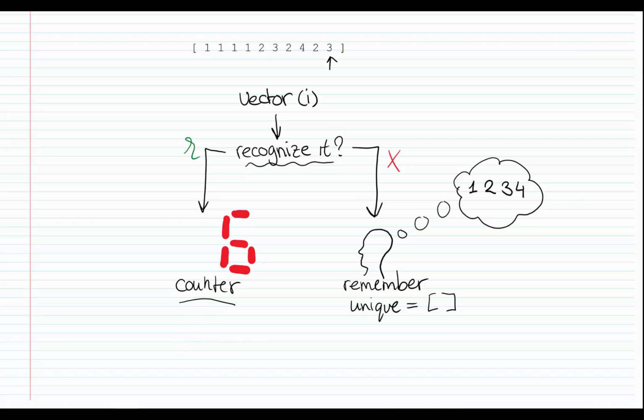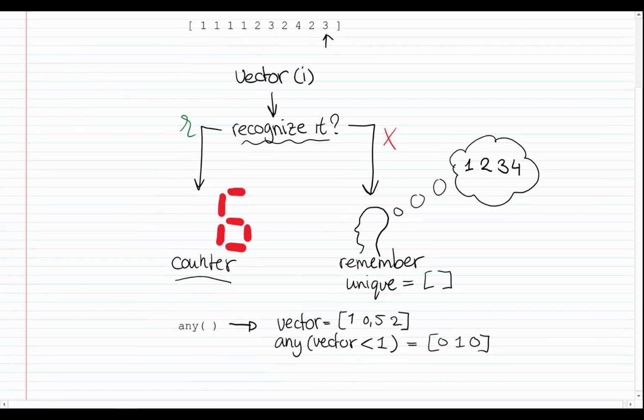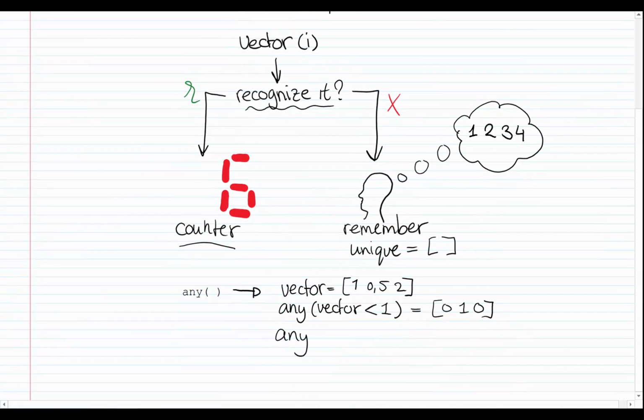MATLAB has a function for this, the any function. This function is able to compare numbers and then give a true or false output. For example, when you have this vector, you can use the any command to ask which values in this vector are smaller than 1. The same way, we can ask whether the numbers we are consulting are present in the vector of the unique numbers. This way, we can compare any number from the input vector to the unique vector, so we know whether we have already remembered this number or not.